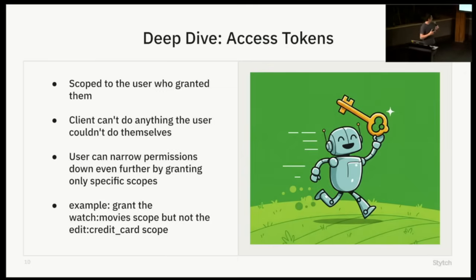So for example, I really don't want to give my TV the ability to read and edit my credit card information in Netflix. I don't see the point. I don't want to do it. But I do want to give my TV the ability to watch movies. And OAuth and access tokens gives us a framework for this kind of fine-grained access and delegation.